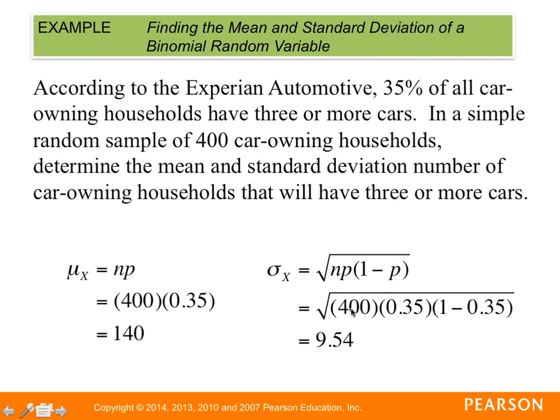And for the standard deviation, you start the same way, 400 times 0.35 times 1 minus 0.35, and then you take the square root of that, and you get 9.54 as your standard deviation. So if you're sampling 400 car-owning households, you're probably going to end up with about 140 that have 3 or more cars and a standard deviation of 9.54.